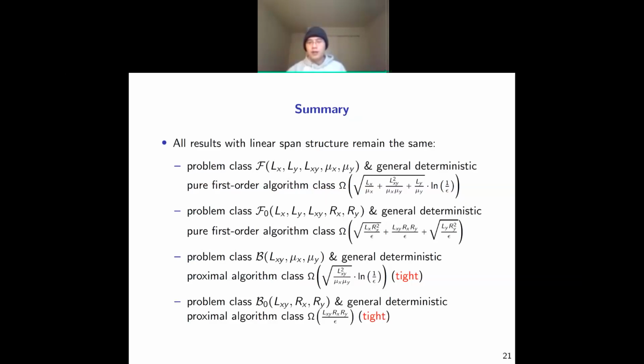And for the strongly convex, strongly concave bilinear coupling case with general deterministic proximal algorithm class, we have a tight lower bound of this. And similarly, for its non-strongly convex, non-strongly concave, but bounded saddle point counterpart, we have this lower bound, and it is also tight. So basically, these are all the results of this paper.